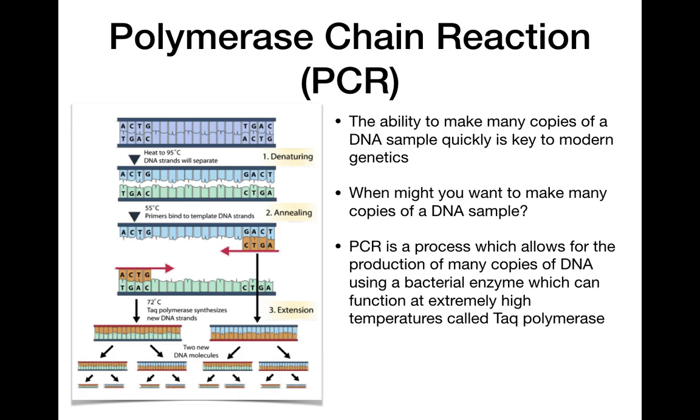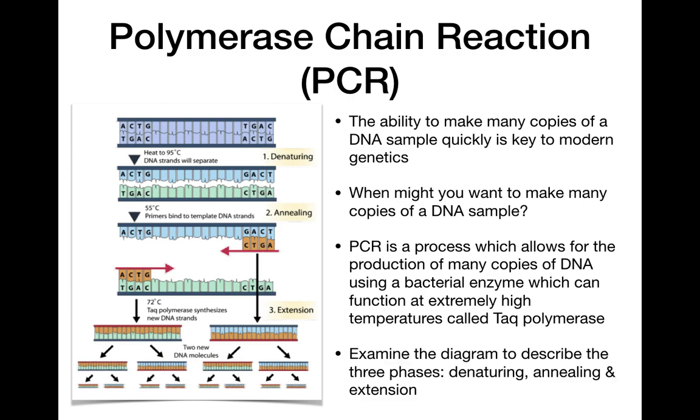So PCR is a method that allows us to make many, many copies of DNA, and the tricky part here is that we're using not human enzymes to copy the DNA like we just talked about, but bacterial enzymes. Those bacterial enzymes can work at a really, really high temperature and are called Taq polymerase. Taq is a species of bacterium we're talking about, and they use this high temperature they can survive at. So take a look at this diagram and try to figure out what the three main phases here are: denaturing, annealing, and extension. Can you figure that out?